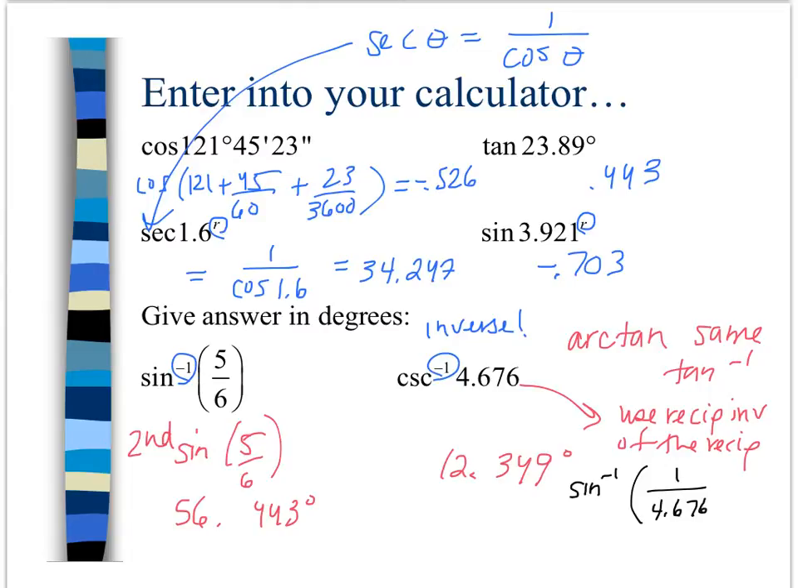And the reason why we're doing this is because the 4.676 is a ratio. Alright? Sine can never have a ratio equal to 4.6. However, the reciprocal is a valid ratio for sine. So we have to do the reciprocal to get a possible sine ratio, then do sine inverse.